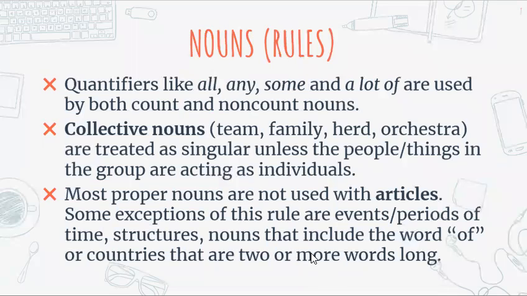Collective nouns like team, family, herd, and orchestra are treated as a singular unit unless the people or things in the group are acting as individuals. An example of this: my family is hard to deal with. "Is" is a singular verb, so that means that family is treated as singular. The herd grazes in the field. Again, another example of a singular collective noun.